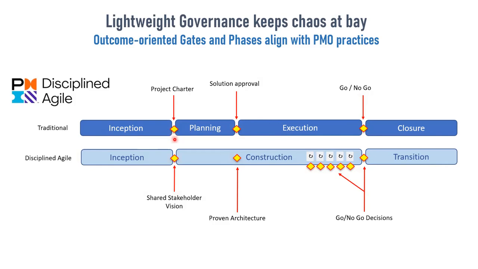Where a sequential approach had very output-based gates, to use the gatekeeper approach from my previous comment, what DA uses is these very outcome-oriented gates. So once you have inception, you get out of inception when your stakeholders are all aligned and you agree, right? It doesn't have to be a long project charter. It can be one page as long as you've actually gotten that agreement. And proven architecture is something that DA introduces.